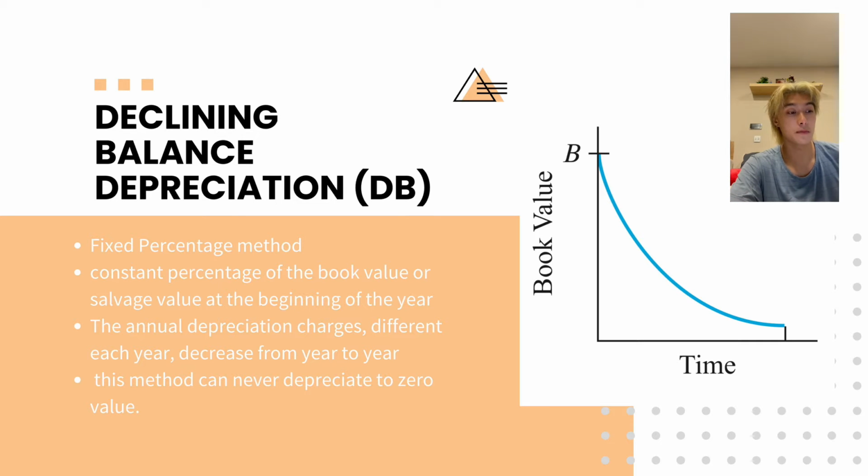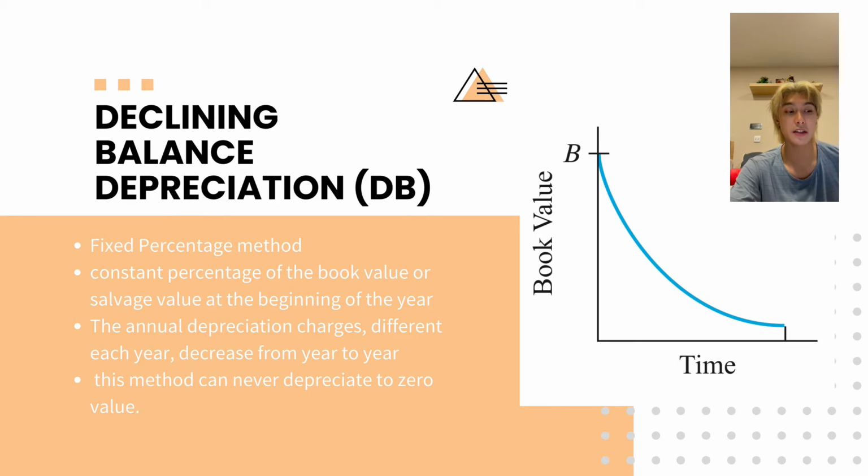The annual cost of depreciation is a fixed percentage or constant proportion of the book value or salvage value at the start of the year. According to the fixed percentage approach, the annual depreciation expenses, which vary from year to year, are highest in the first year and lowest in the last year of the property's life. It should be noted that a property may never deteriorate to zero value using this strategy.